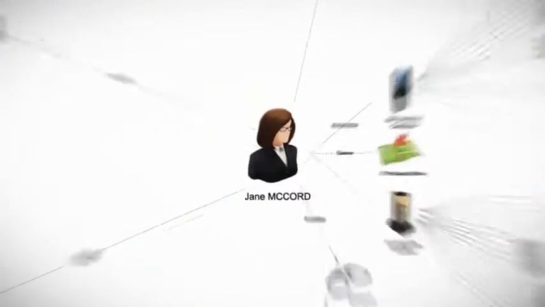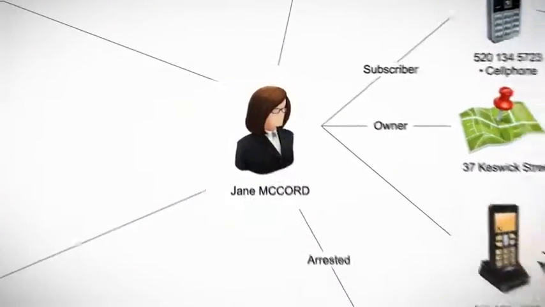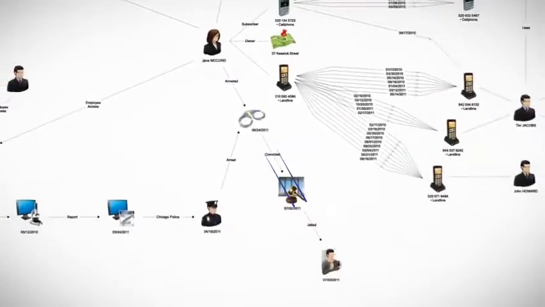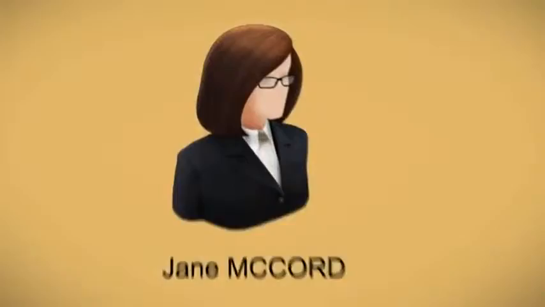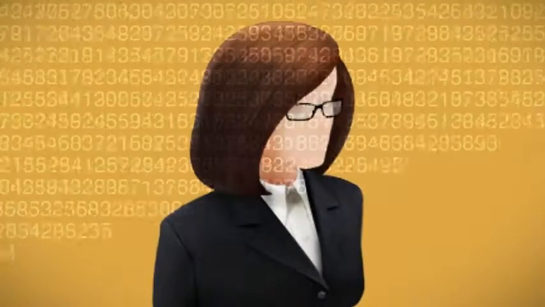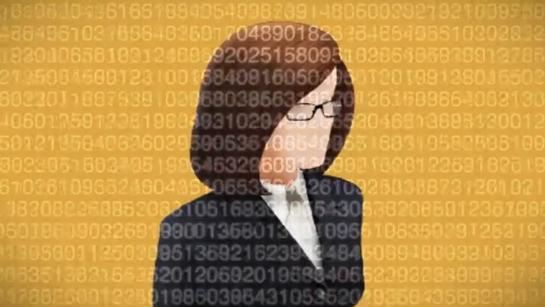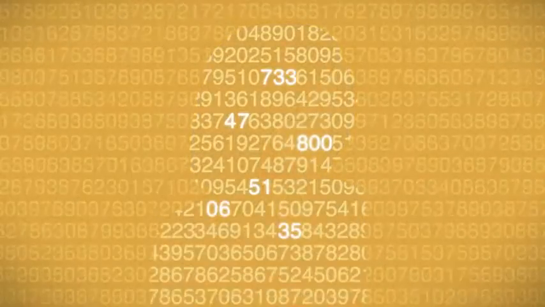Meet Jane. Once an employee at a large bank, she is now serving 5 years for fraud. So how was she caught? It began when the bank's own pattern recognition engine noticed consistent changes in behavior across several accounts.